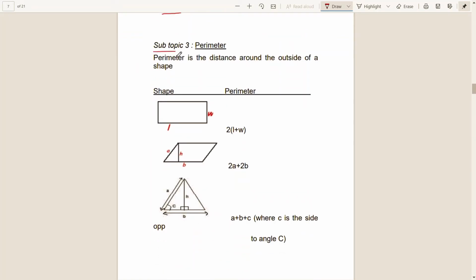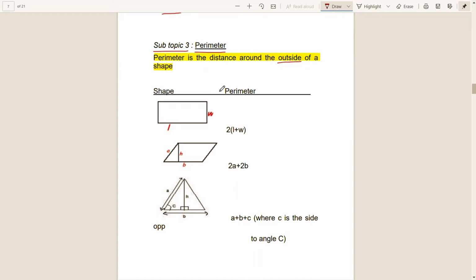Now then, the subtopic number 3 is perimeter. We have studied the circumference of the circle. Now let's study the perimeter of other shapes. The definition of perimeter: perimeter is the distance around the outside of a shape. Remember, the key word is outside and not inside.